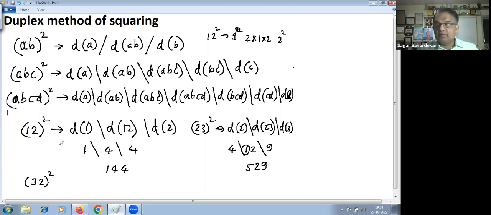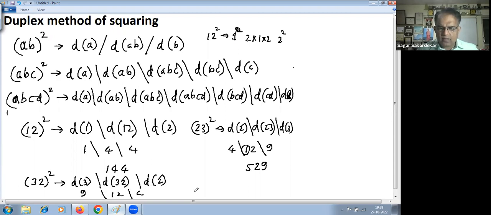Correct. So duplex of 3, duplex of 32, duplex of 2. Duplex of a single digit is the square of it. 3 square is 9. Duplex of AB is 2AB, 2 into 3 into 2, 2 into 3 is 6, 6 into 2 is 12. 2 square is 4. Answer is 4. This is 2. 1 will carry. 9 plus 1. Okay, so that's correct.